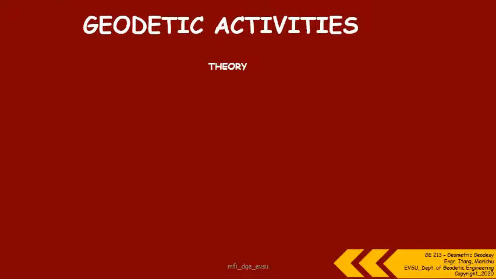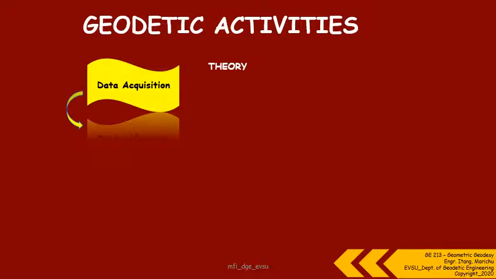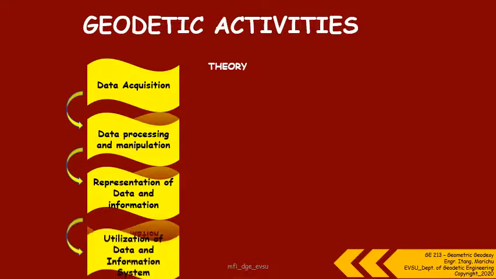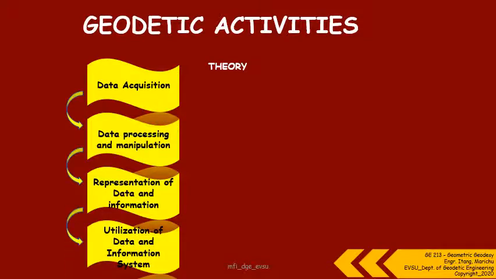So we have here geodetic activities. For example, we have theories. When we say theory, what we know without the action. So data: we acquire data, we process data, and we represent this data as information, for example, into a map, into a model, and we utilize those data in the form of an information system. So these are all theory.